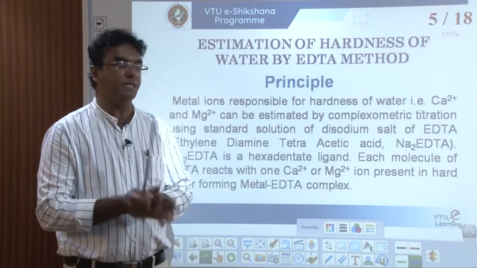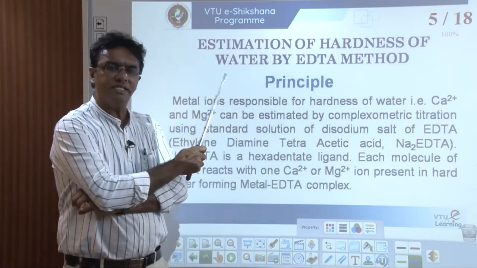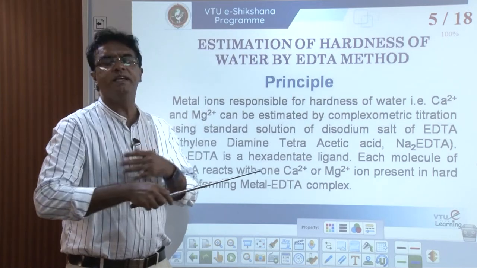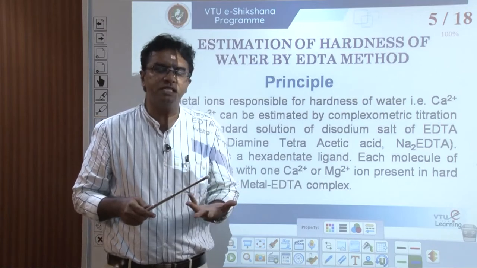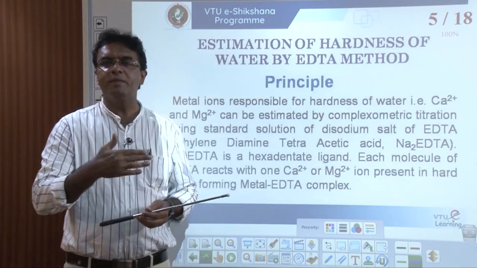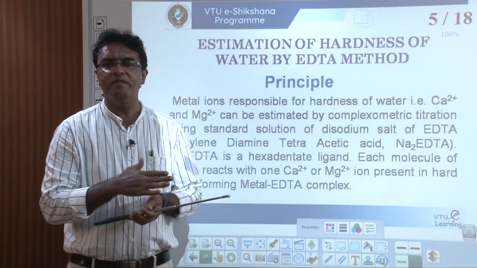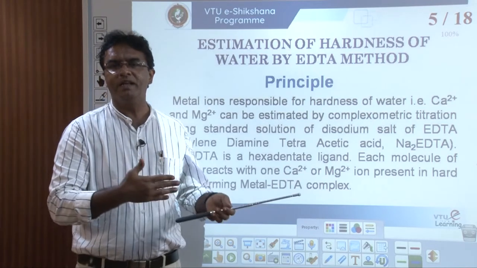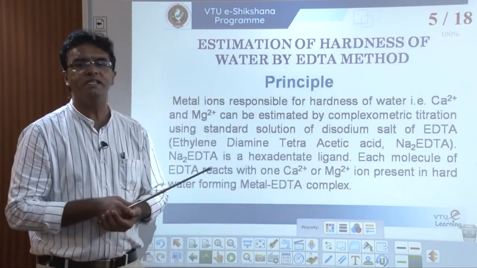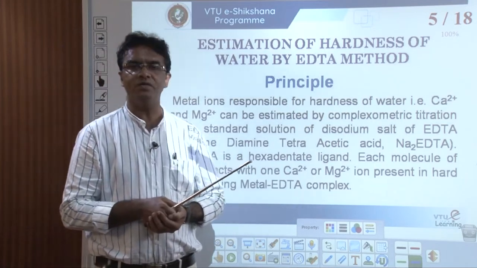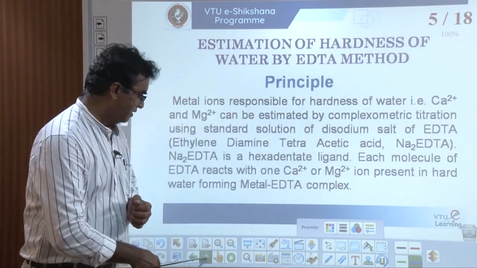So therefore the basic principle is that metal ions, calcium and magnesium ions, which are responsible for the hardness, will be estimated. How much of metal ions are present, that will give us an idea about the hardness of the water, and these are estimated by treating with EDTA through complexometric titration. Whenever we treat with EDTA, the metal ions form a complex with the EDTA, that is metal EDTA complex, thereby helping us to find out the extent of hardness of the given water sample.